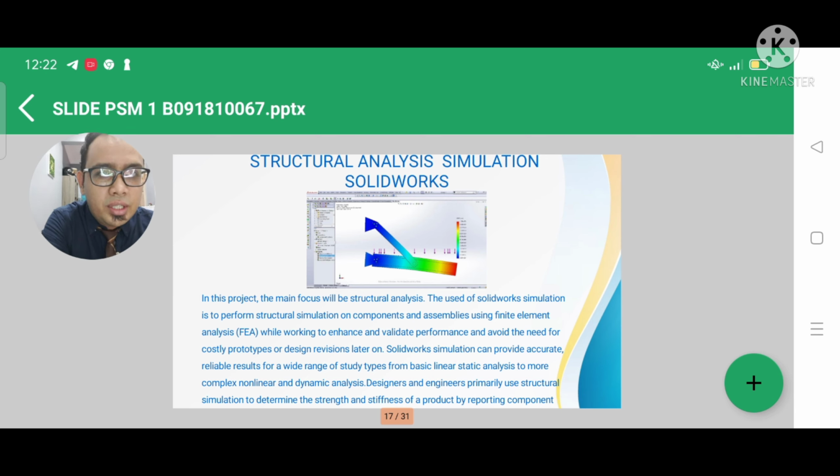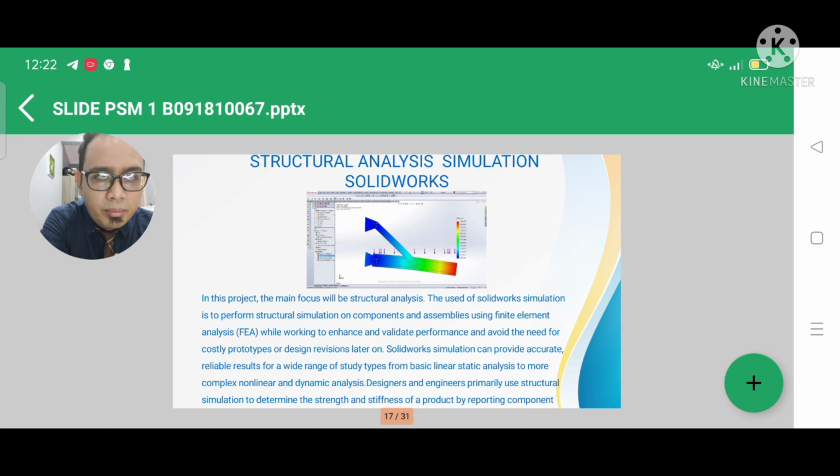Structural analysis simulation in SolidWorks. In this project, the main focus will be structural analysis. SolidWorks Simulation is used to perform structural simulation on components and assemblies using finite element analysis (FEA), while working to enhance validity and performance and avoid the need for costly prototypes or design revisions later on.